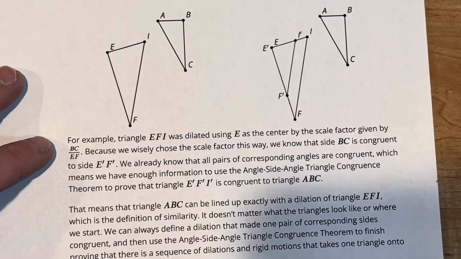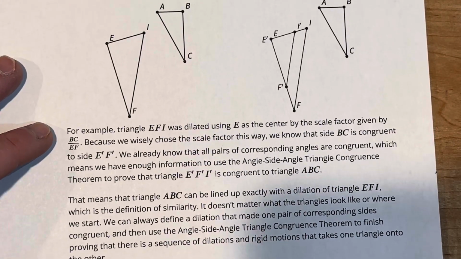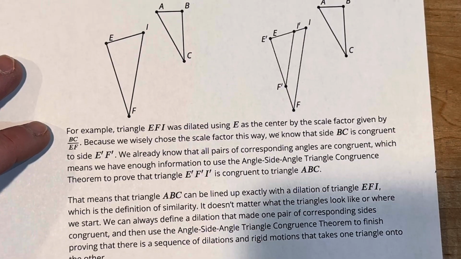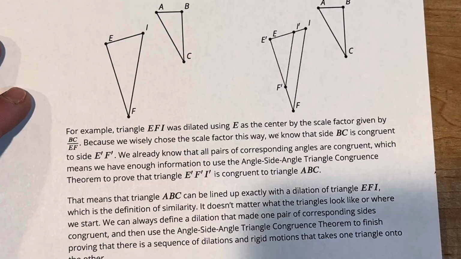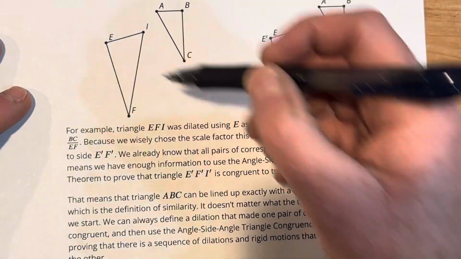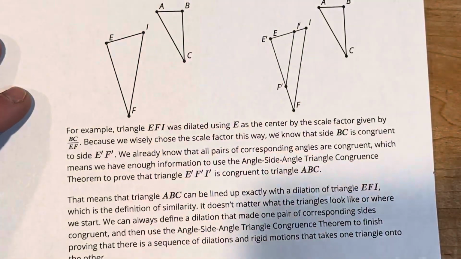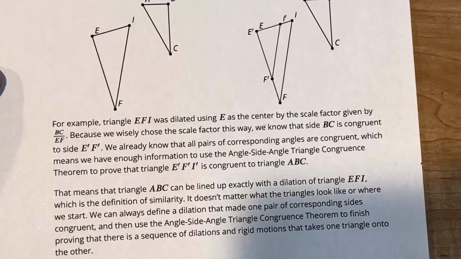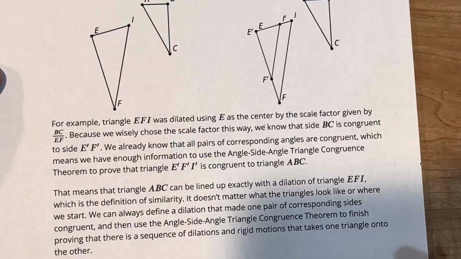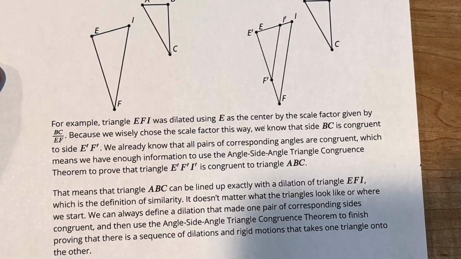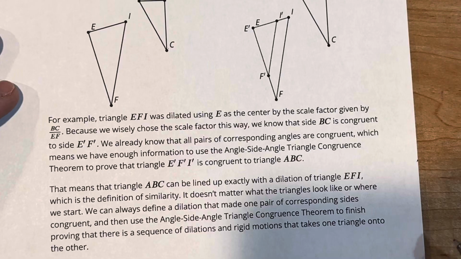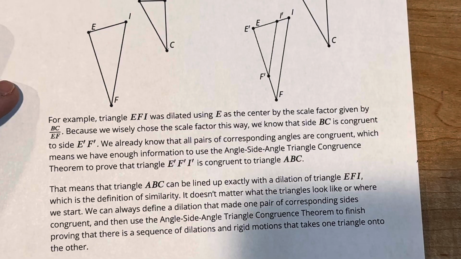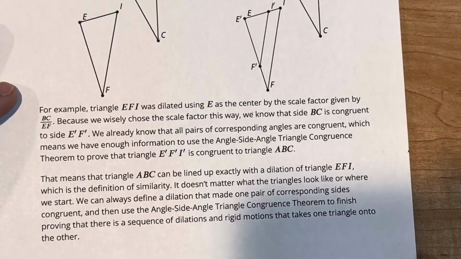For example, triangle EFI was dilated using E as the center by the scale factor given by BC divided by EF. Because we wisely chose the scale factor this way, we know that side BC is congruent to side E prime F prime. We already know that all pairs of corresponding angles are congruent, which means we have enough information to use the angle side angle triangle congruence theorem to prove that E prime F prime I prime is congruent to triangle ABC.